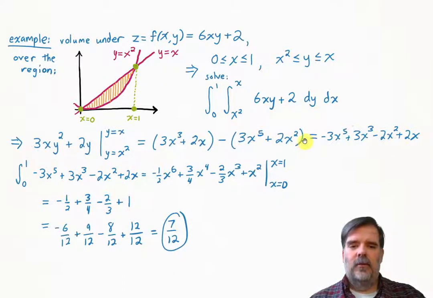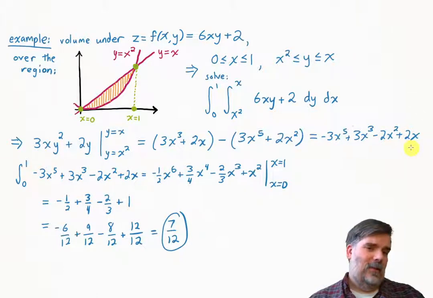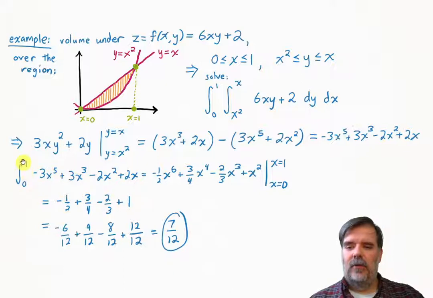And then, there's really no like terms to gather in this case. So we just have to integrate this entire function from 0 to 1. And so once again, we use the power rule. Right, that leads us to a number of fractions in this case. But then we're evaluating it from x equals 1 to x equals 0.